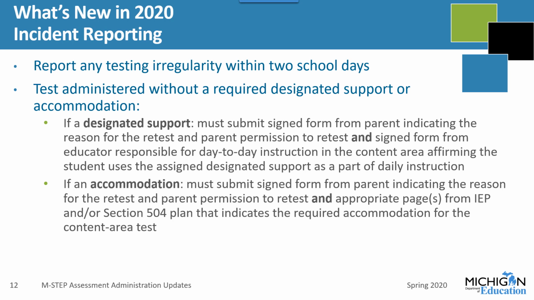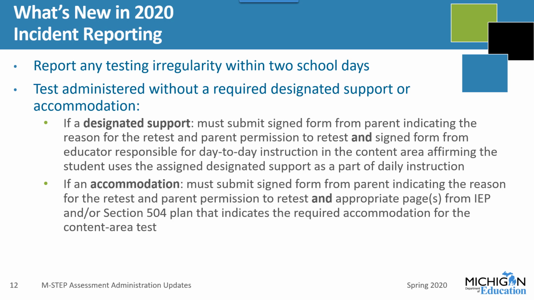The first update for 2020 is that any testing irregularity is expected to be reported within 2 school days, either within 2 school days of the testing irregularity itself, or within 2 school days of you being notified of the testing irregularity. Remember, you must report all testing irregularities. Do not neglect to report a testing irregularity if it was not reported within 2 school days. This is to ensure that irregularities are reported in a timely manner so that we can work with you to appropriately resolve the issue.